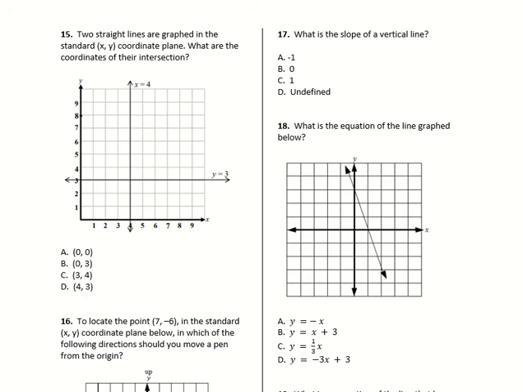18. What is the equation of the line graphed below? A, y equals negative x. B, y equals x plus 3. C, y equals 1/3 x. D, y equals negative 3x plus 3.